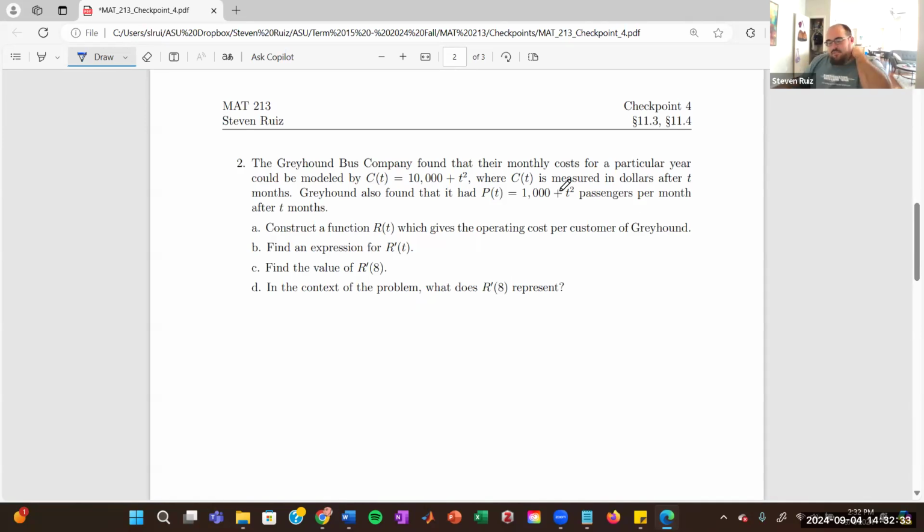So part A, I want to make this new function R that gives the operating cost per customer. I have a function that gives me the total operating cost, that's C. I have another function that gives me the number of passengers that Greyhound has. So if I want to find this ratio of operating cost to customers, I'm going to take a quotient here. So basically C of T over P of T, and specifically 10,000 plus T squared over 1,000 plus T squared. So this is that function R.